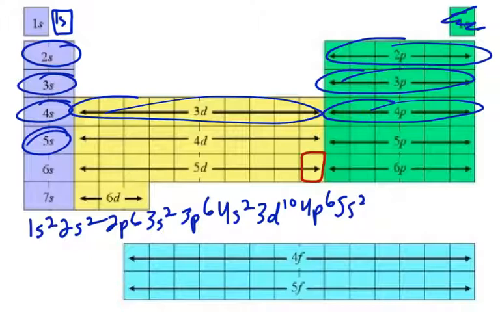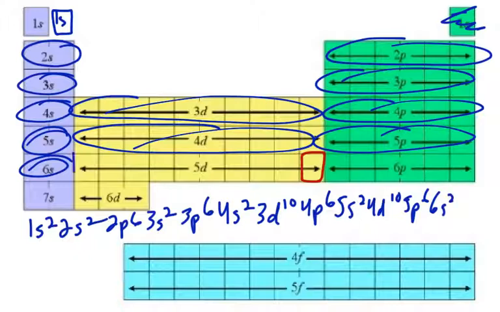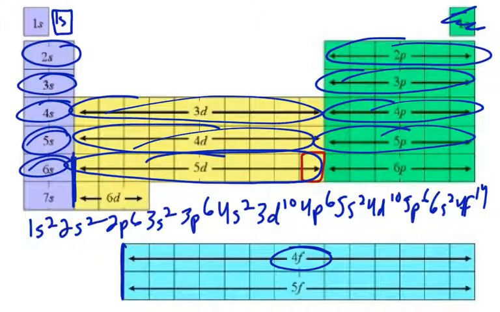5s2, 4d10, 5p6, 6s2, and then where do we go? Yep, down here. 4f14, and back up to here all the way to Mercury. I ran out of room. 5d10. If I was going just to gold, which is right here, I would have just ended with 5d9 instead.